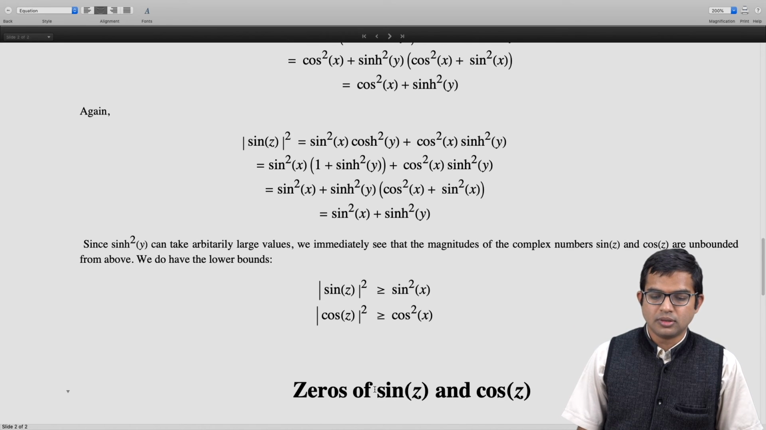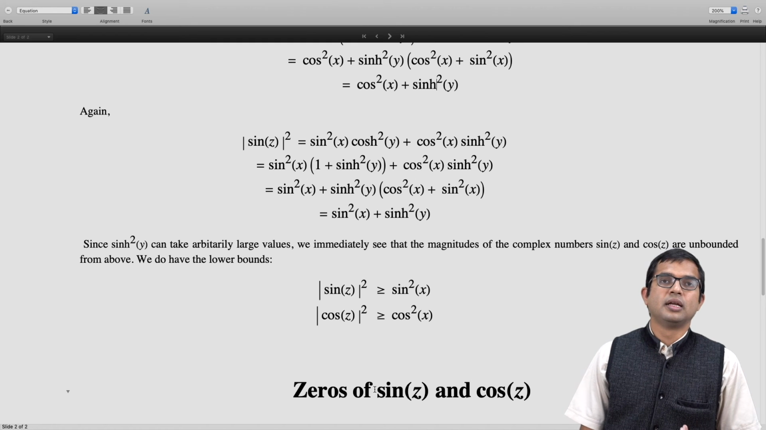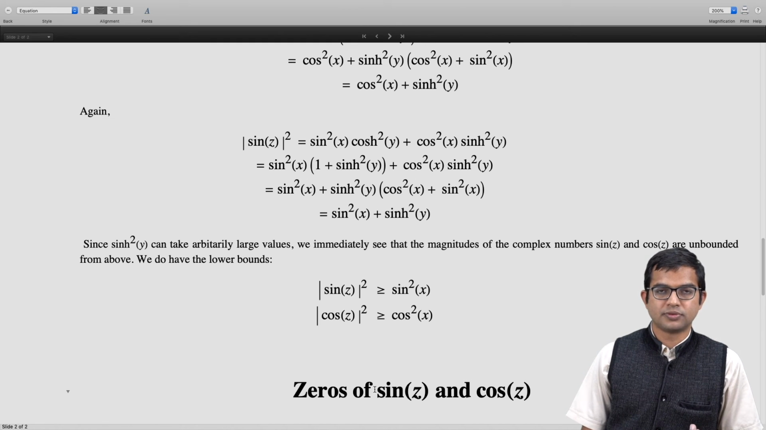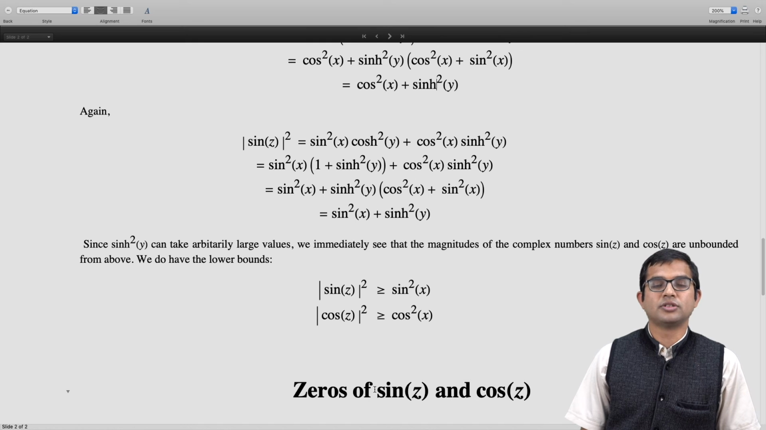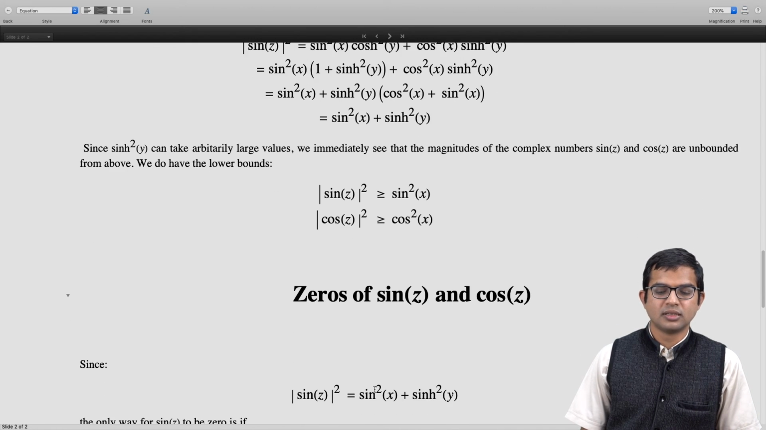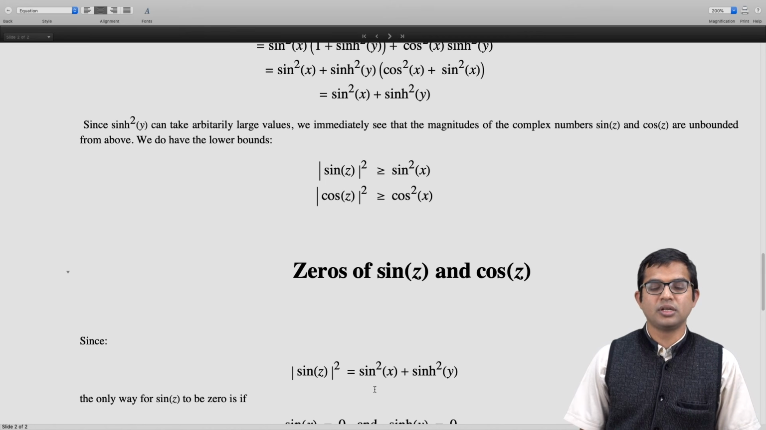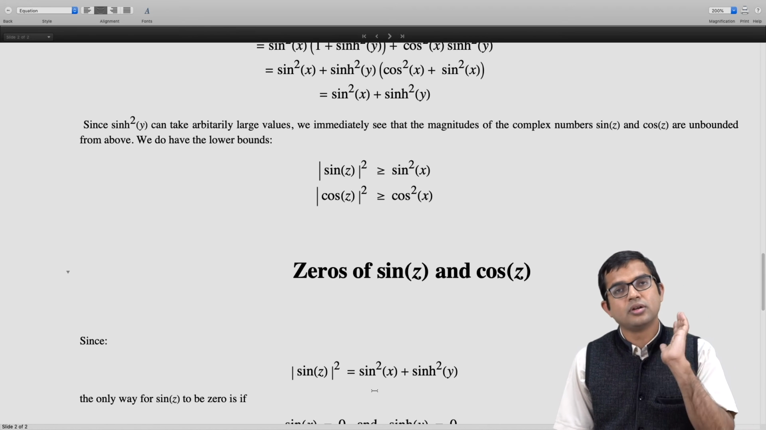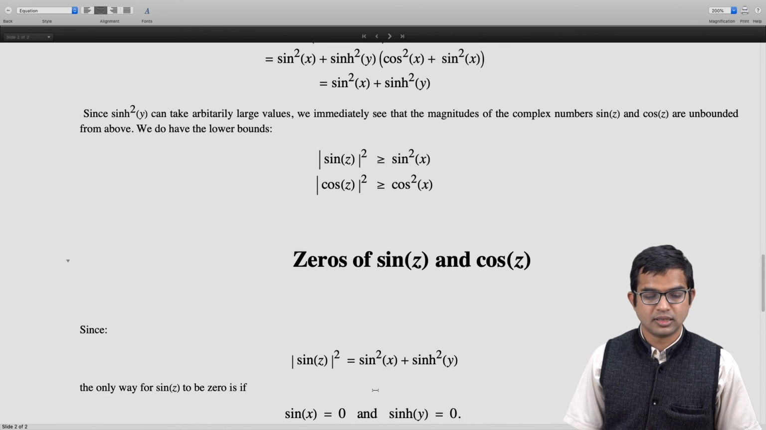Okay, so what about the zeros of sine of z and cosine of z? We know for sure that this function is periodic and it keeps hitting 0 as you go along the real axis. So it turns out that there are no other zeros. All the zeros of these functions are located only on the real axis, right?